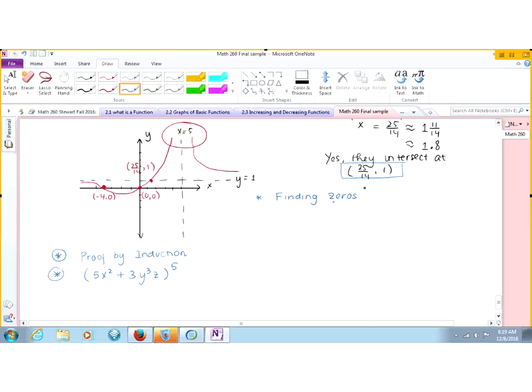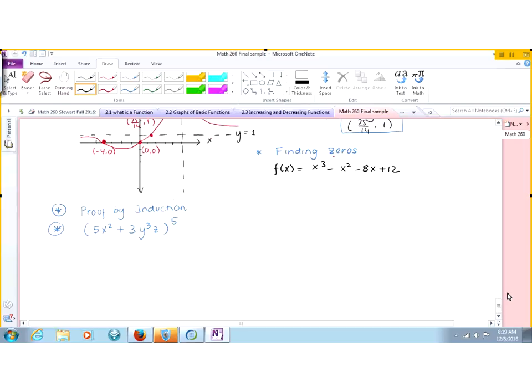Let's see, which one. How do we find all zeros here? Let me see. Which one is this from your sample? Yeah, here. F of x is equal to x cubed minus x squared minus 8x plus 12. So we want to find all the zeros.